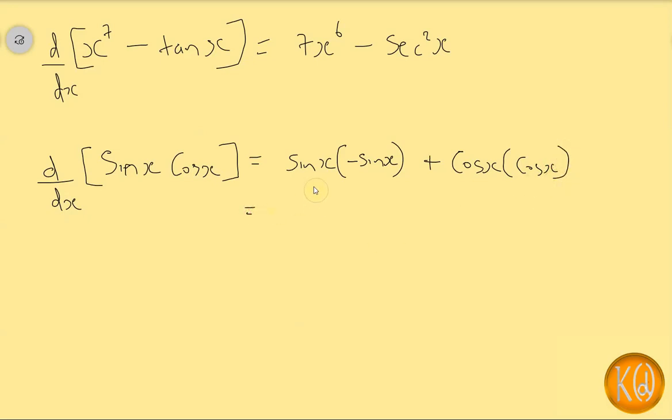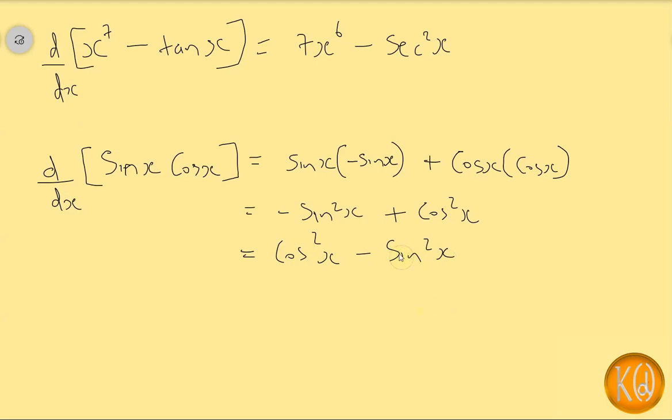All you need to do now is simplify, so that's negative sin squared x plus cos squared x. Alright, and we can put the positive one first. It doesn't really matter, but that's just my preference.